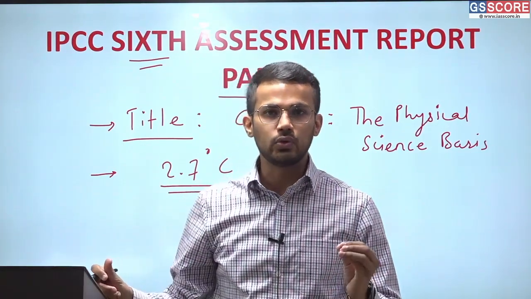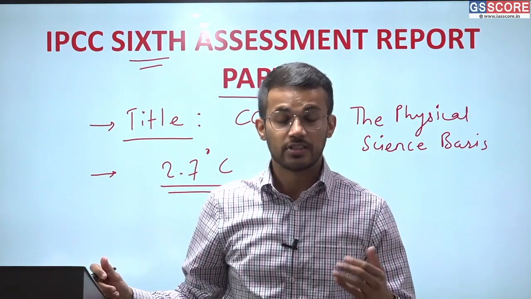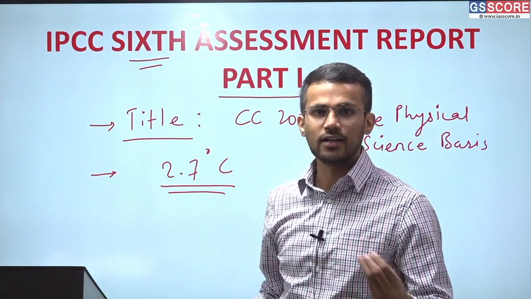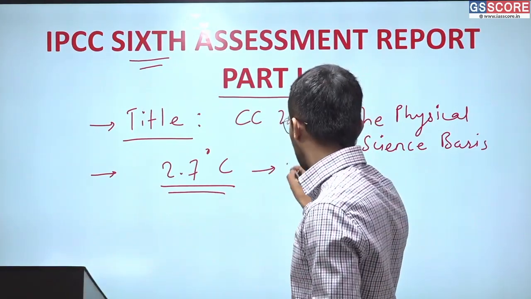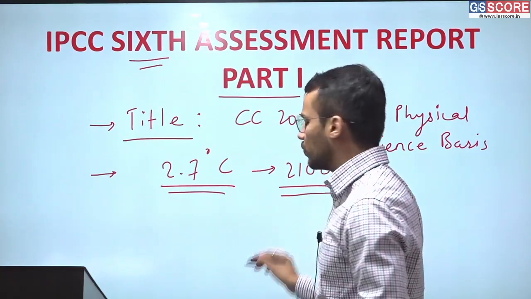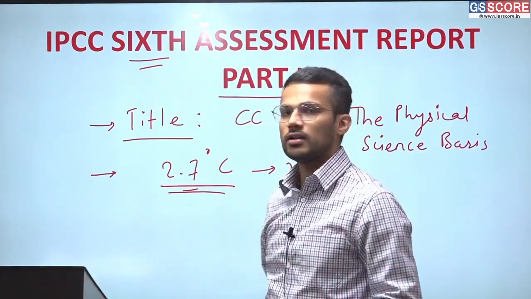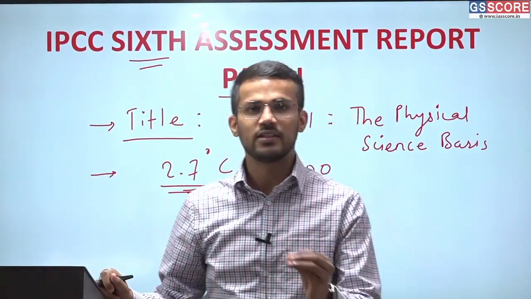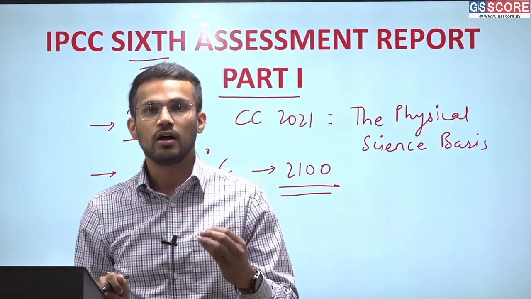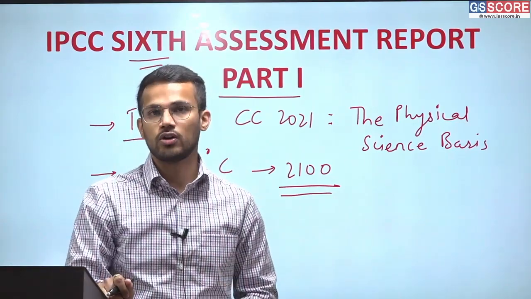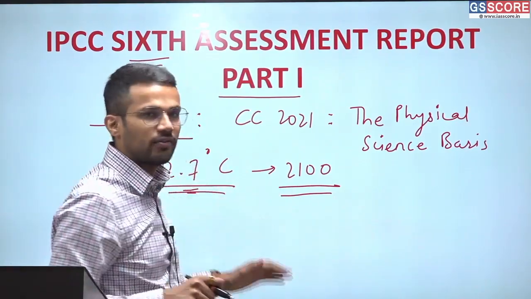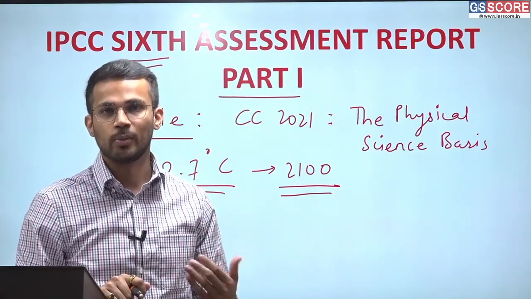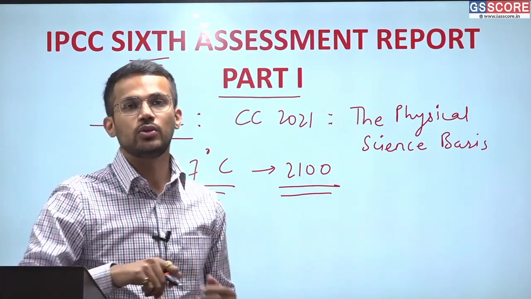breaching the target of 2 degrees Celsius set by UNFCCC's Paris Climate Deal, and with that kind of emissions, by 2100, that means by the end of the 21st century, temperature will be rising by 2.7 degrees Celsius. They have said that this is a code red for humanity. And that's why there is a need to take action.